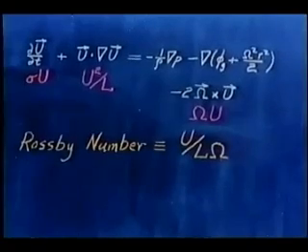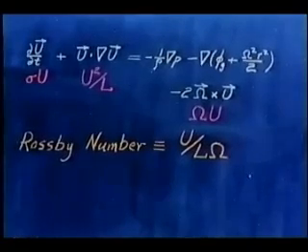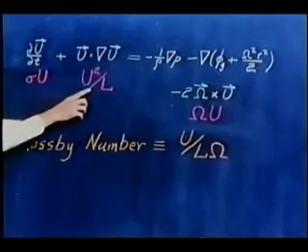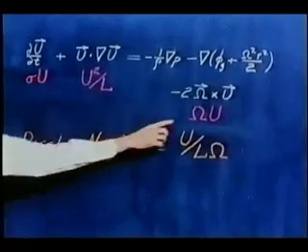The Rossby number is U over L omega. It provides a rough estimate of the ratio of relative convective accelerations to the Coriolis force.